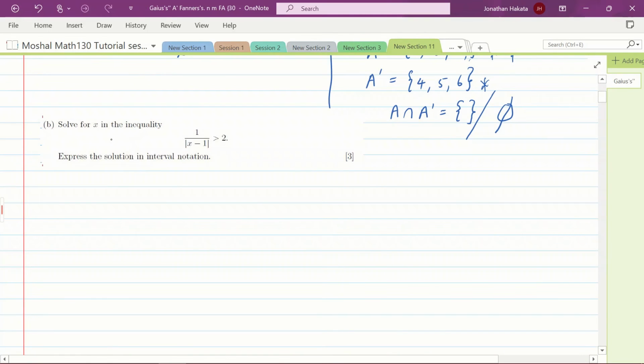Okay, so solve for x in the inequality 1 over modulus of x minus 1 is greater than 2.